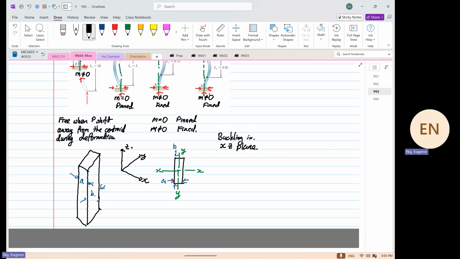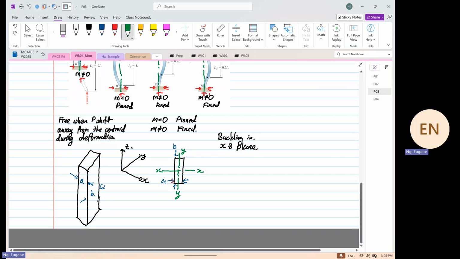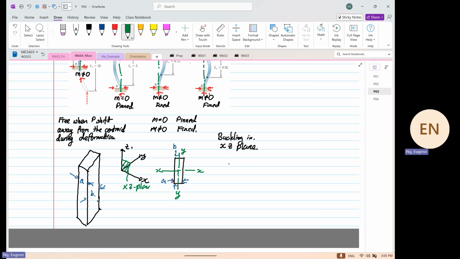So XZ plane, you draw down here. This is your what? XZ plane. Oh, that's the wrong color to use, I do apologize. So you write down here, this is your what? XZ plane. So you sketch out your XZ plane.